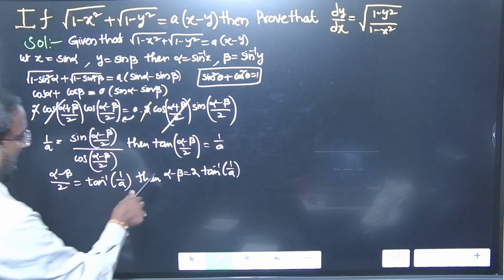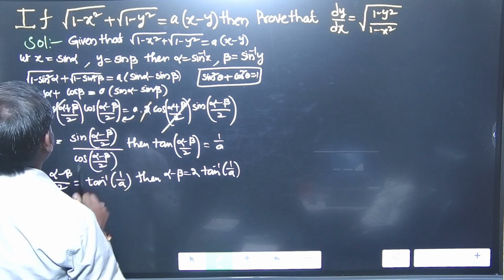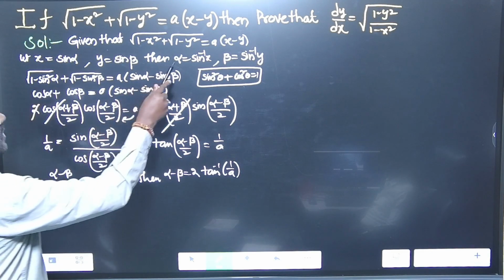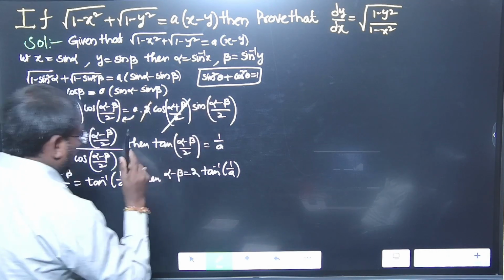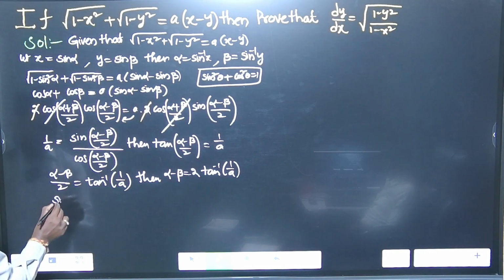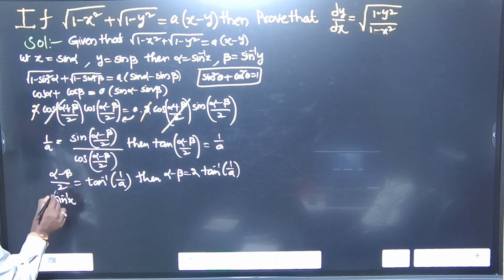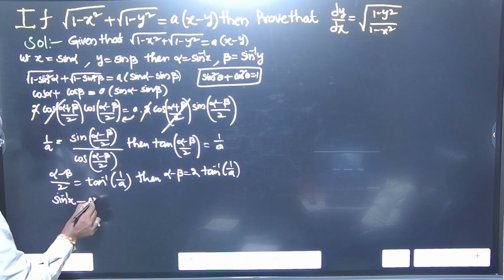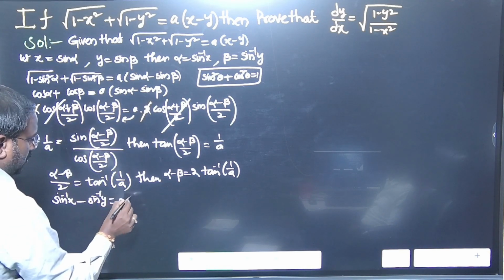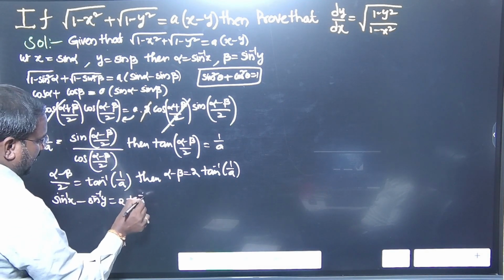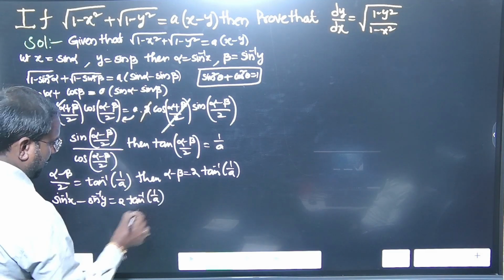Now here, alpha minus beta, by substitution, students, alpha is equal to sin inverse of x and beta is equal to sin inverse of y. Now replace here, we get sin inverse of x minus sin inverse of y is equal to 2 into tan inverse of 1 by A.